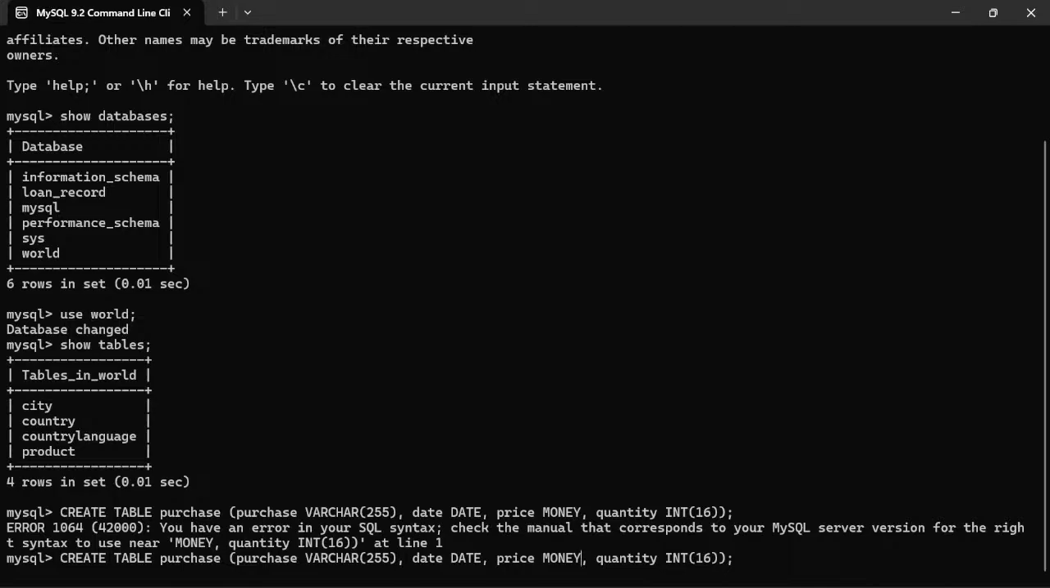Okay, I think the syntax error is used near the money. Let me see here. Maybe the date data type also may be false. How can I use the date data type? Okay.